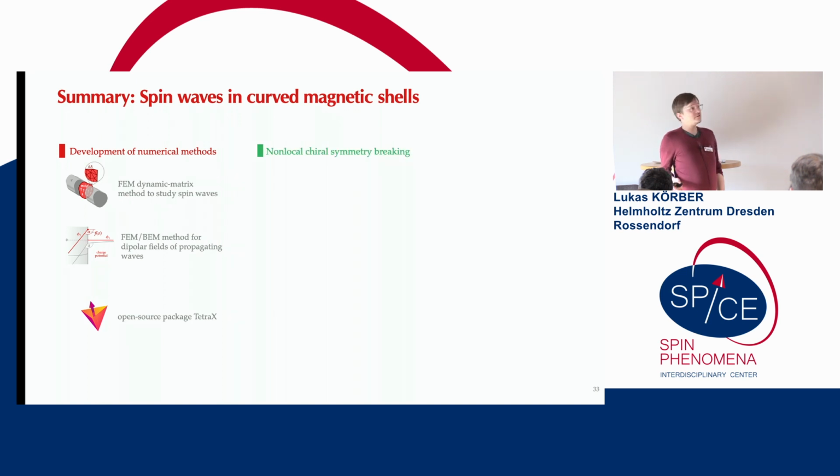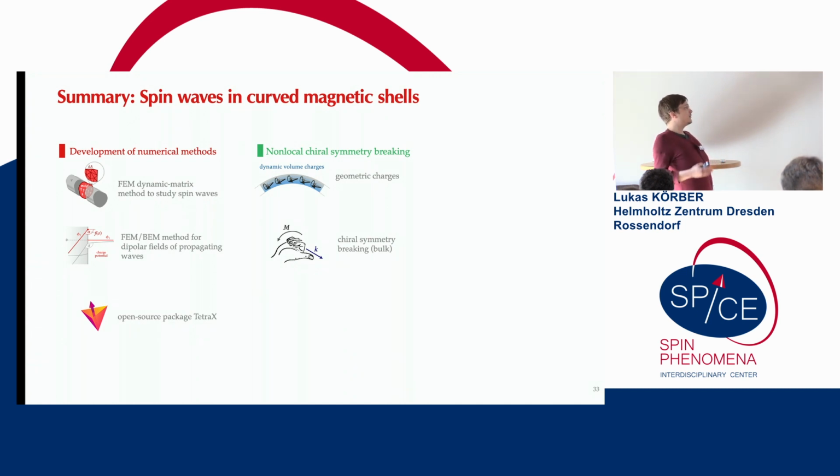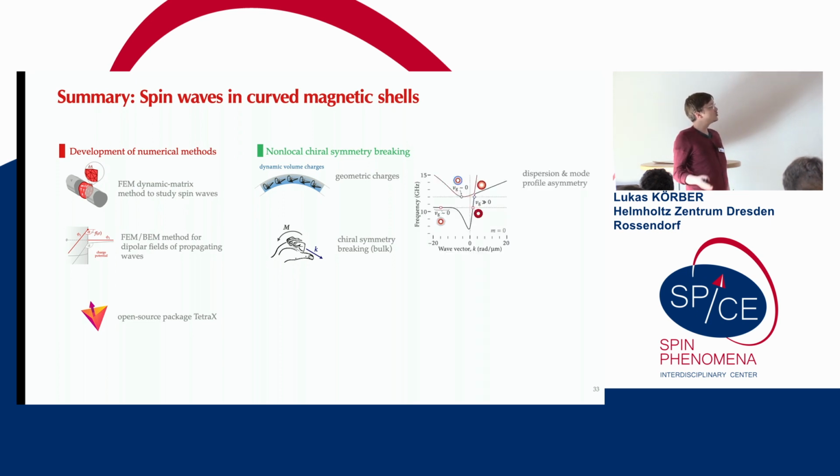With that, we studied different geometrical aspects, for example, non-local chiral symmetry breaking, whereby I showed you that in curved magnetic shells, there can be a geometric contribution to the magnetic volume charges, which lead to chiral symmetry breaking, which is a bulk effect. And this chiral symmetry breaking in return manifests in dispersion and mode profile asymmetry, whereby the mode profile asymmetry also leads to non-reciprocal hybridization, which can be exploited to facilitate fully unidirectional propagation.